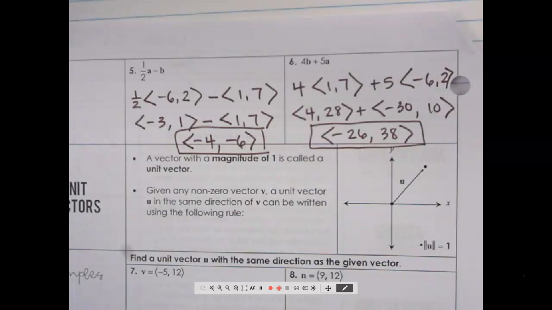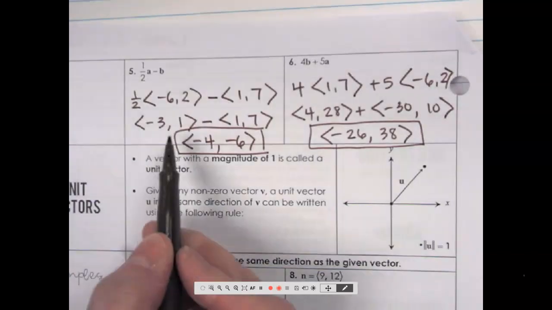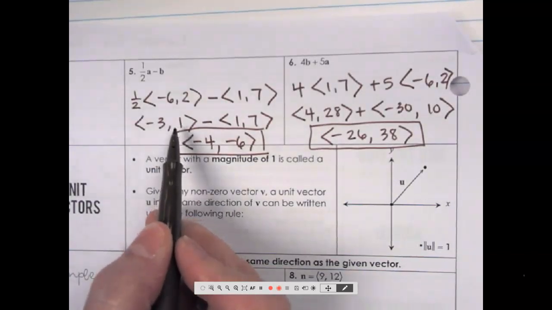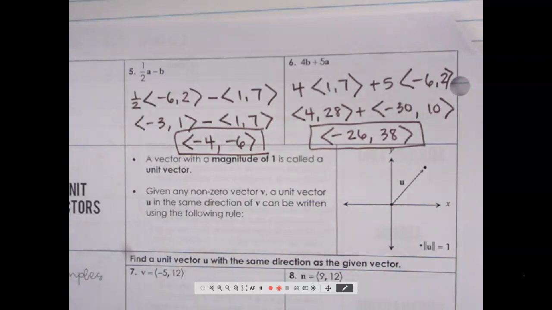Does the 1/2 only account for A? Both of them. See how I multiplied 1/2 times 2? That's where I got the 1 from. So everything in there, both components get multiplied. Any other questions on those?